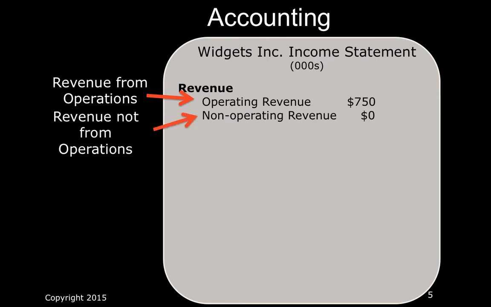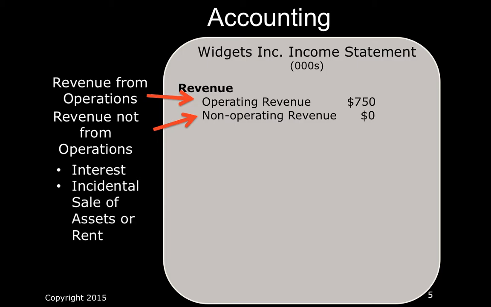Non-operating revenue is revenue that is not received pursuant to the company's normal operations. For the widget maker or lawyer, this would include, for example, interest on the business's checking account, the sale of worn-out office furniture, renting out of extra plant or office space, or other revenue that does not reflect the sale of widgets or legal services. This distinction between operating and non-operating revenue is helpful to financial analysts because it tells them how well the company is doing in its core business, apart from revenue that is not from its normal business operations.